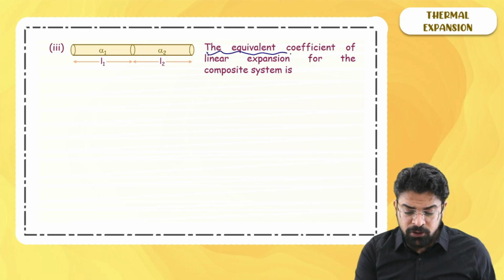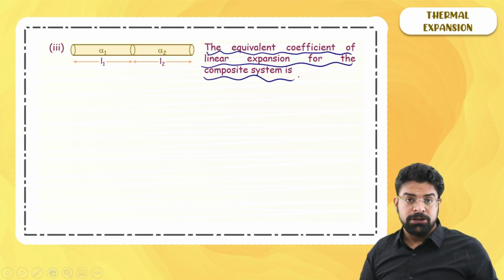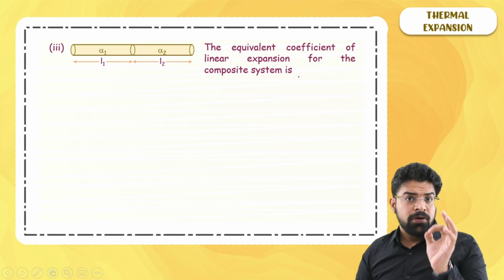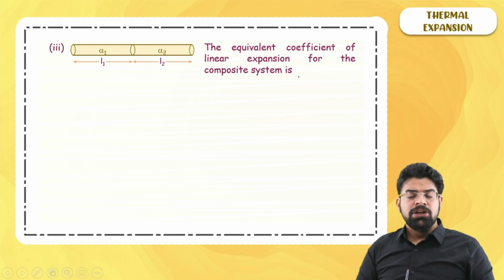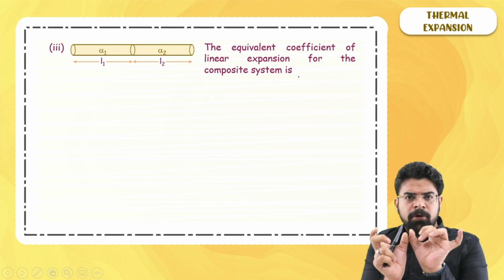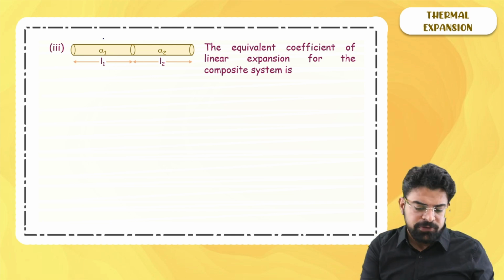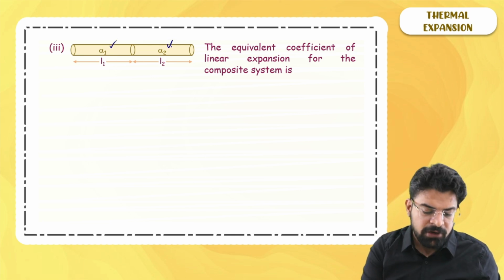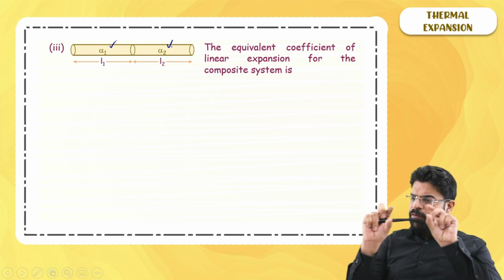The equivalent coefficient of linear expansion for the composite system will be how much? So rather than thinking of two different rods made up of two different materials having coefficients of linear expansion alpha 1 and alpha 2, think that you have got only one rod.